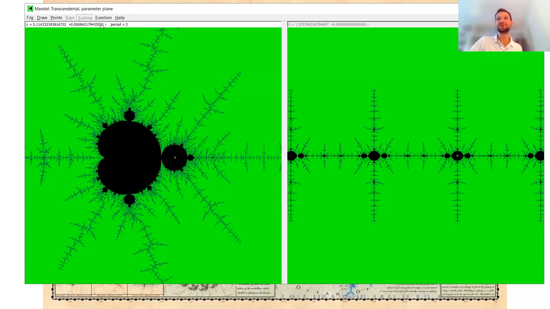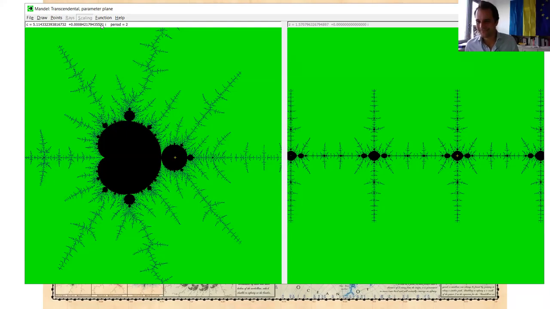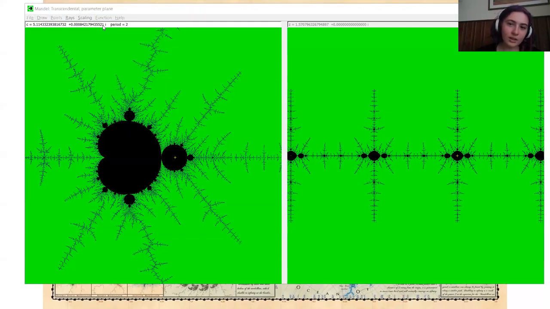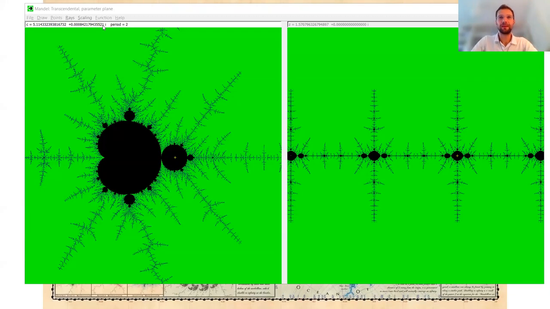Okay, so more questions. Polly has a question. I have two questions. First question, what is the name of a function in GeoGebra that helps with complex numbers? Yeah, complex numbers.